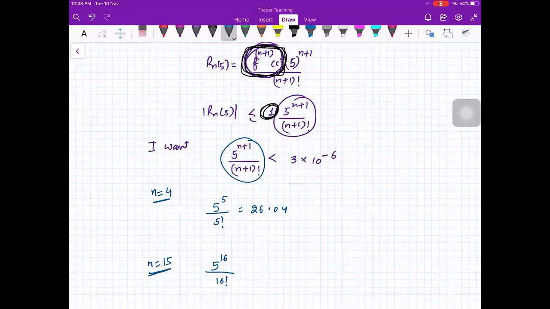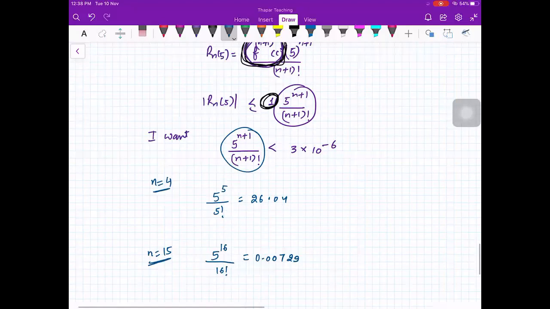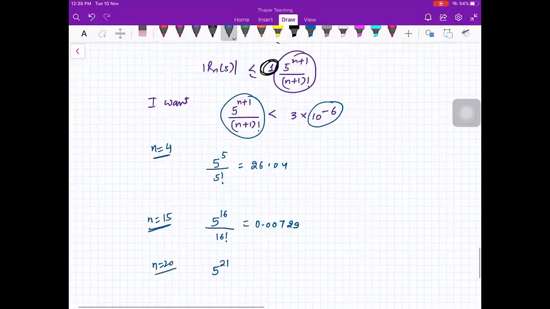Tell me. How much? 0.00729. Okay, 0.0729. So still we need to make it smaller, to 10 to the minus something. So let us go for n equal to 20. This will be 5 raised to the power 21 upon 21 factorial. Do it. Everybody is getting this?